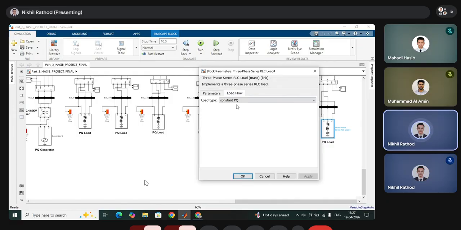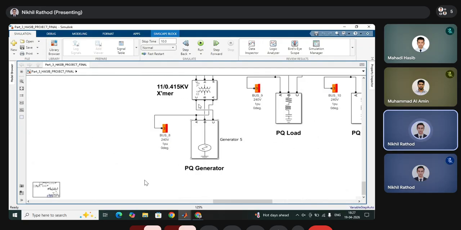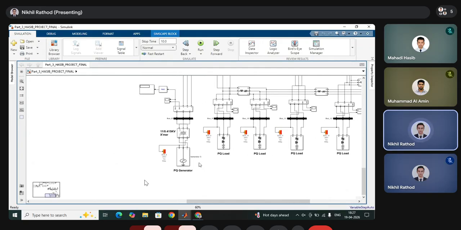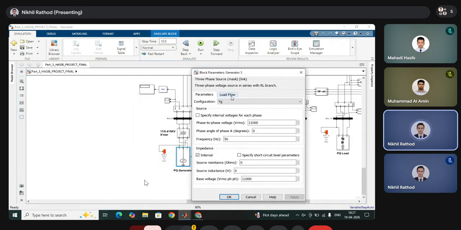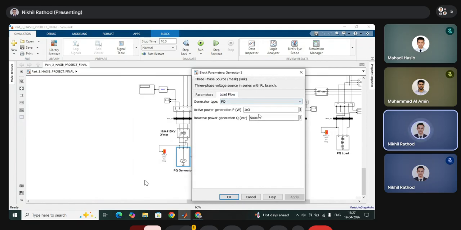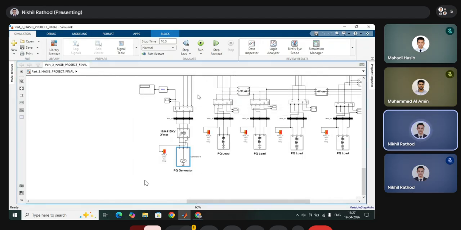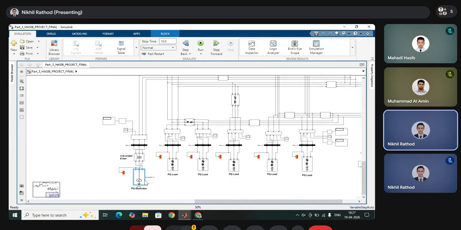If you want to check, you can go to the load flow session and see constant PQ. Then there are two generators: one is a PV generator, one is a PQ generator. The PV generator helps maintain active and reactive power inside the system, whereas the PQ generator does nothing on its own. It just delivers whatever active and reactive power is mentioned there. Irrespective of requirement, the generator's active and reactive power is directly fed into the system through this PQ generator.